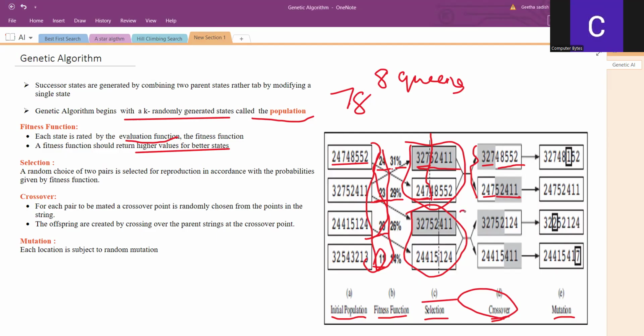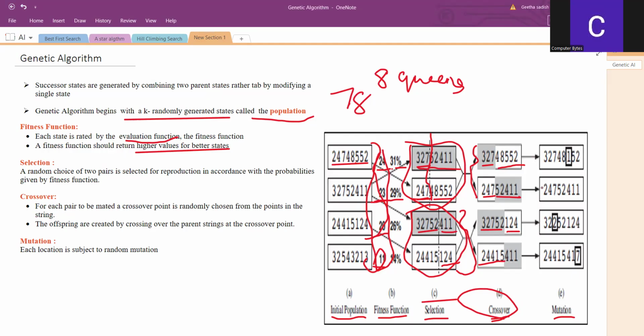If you see these 2 pairs, the crossover point is after the fifth digit. For this pair, I have chosen that crossover point. So what happens here? First 5 digits from the first parent and the remaining 3 digits from the second parent. And for the next offspring, first 5 digits from the second parent and the remaining 3 digits from the first parent. So after the crossover, you have produced these states, and the final stage is the mutation.